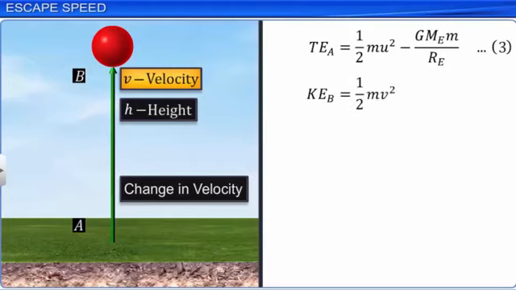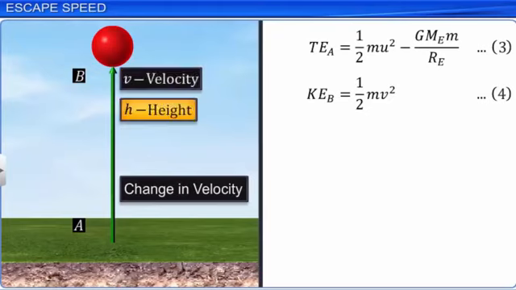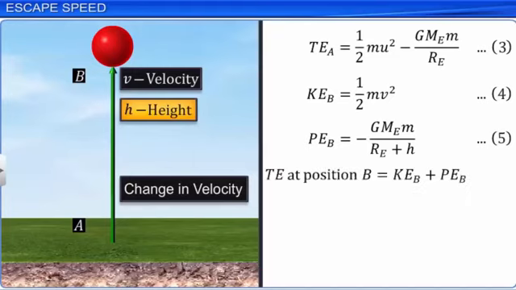The potential energy of the Earth body system when the body is at height h is denoted by the equation PEB is equal to minus GMEM divided by RE plus h. Let this be equation 5. Thus, the total energy of the body at position B is expressed as the sum of equations 4 and 5. Let this expression be equation 6.